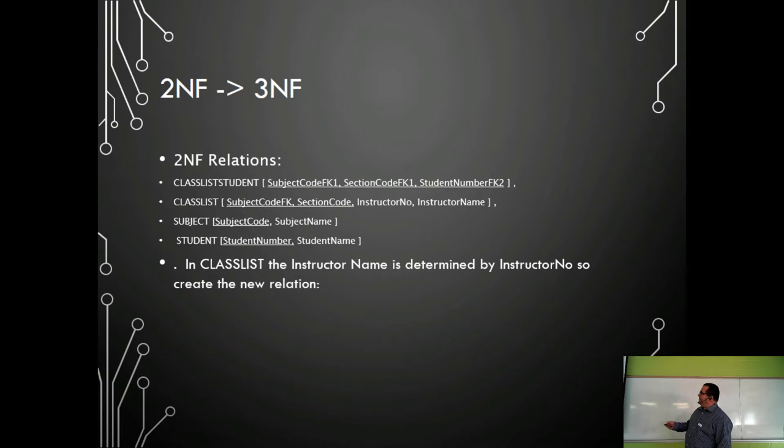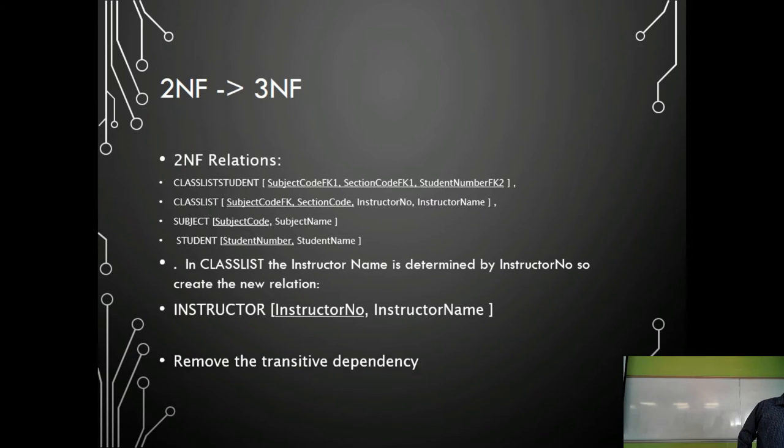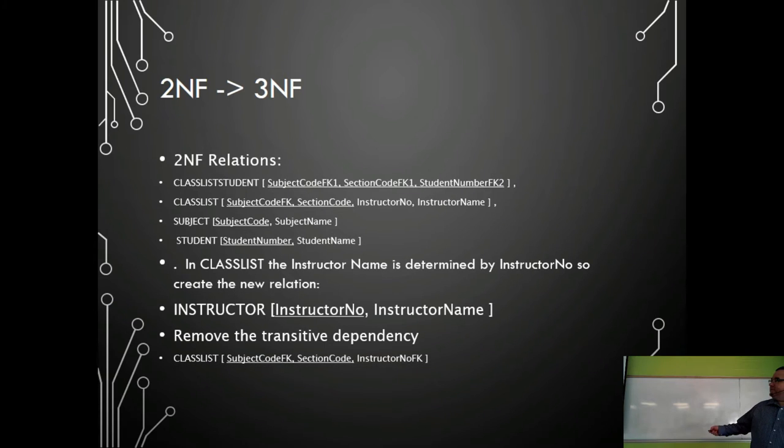So in this one here, the instructor's name is determined by the instructor number. So we have to create another table. And what are we going to call it? Instructor. So we have an instructor with an instructor number and an instructor name. Now we just need to take this bit out, and then we're done with it. We got rid of it. So class list, which is really small, you can see all that's left in here is the foreign key.